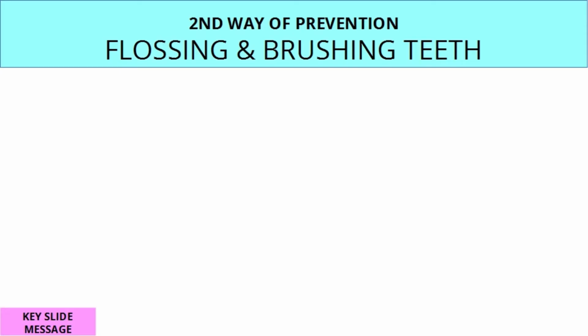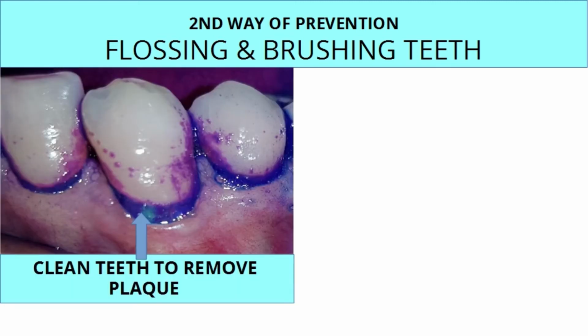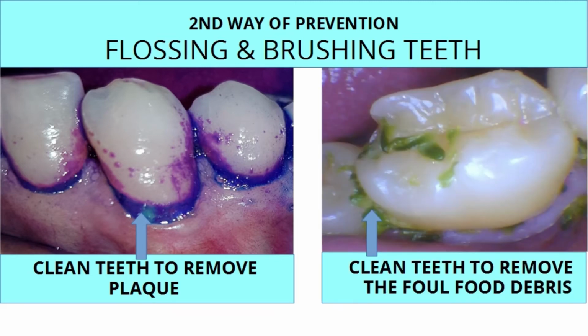Second way of prevention: flossing and brushing teeth. Clean teeth to remove plaque to reduce the amount of bacteria. Clean teeth to remove food and the foul smell.